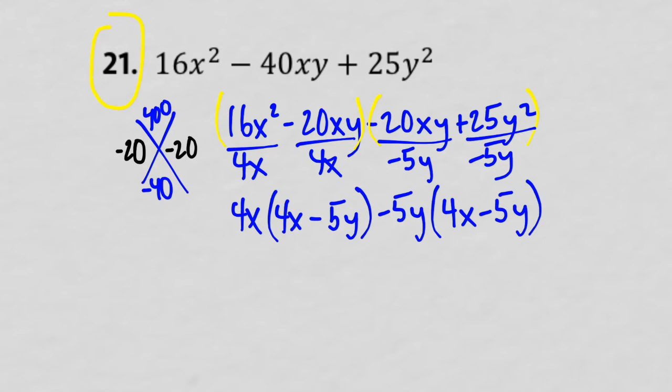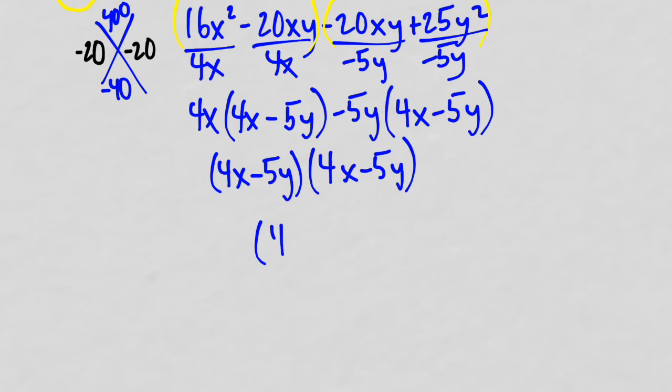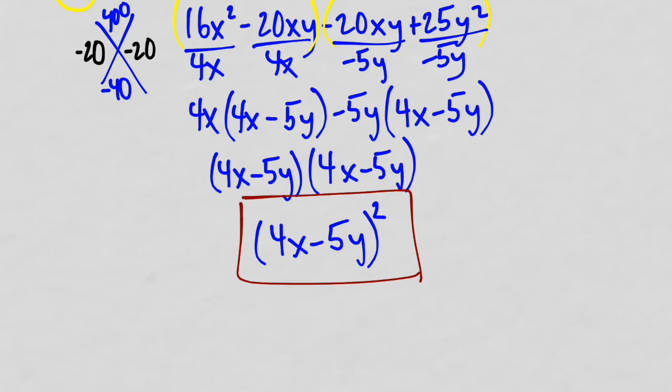And look, we have the exact same factor, 4x minus 5y. So it's 4x minus 5y and 4x minus 5y. They're exactly the same. You could leave it like that, I'm fine with that. But since they are exactly the same, we can write them as 4x minus 5y squared. And that is completely factored. There's nothing else to do. You can't actually find the zeros because you have two variables in it.